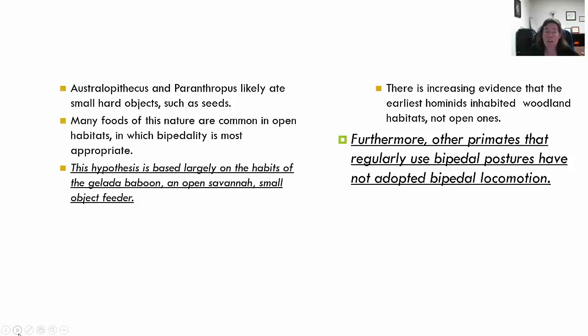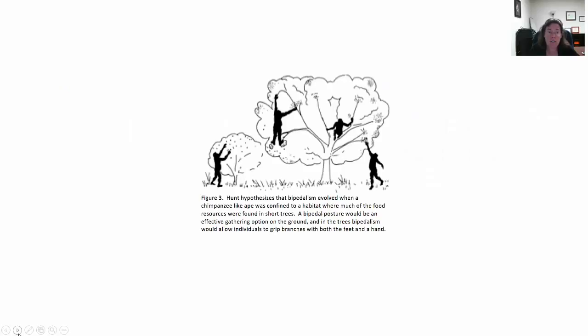Many foods of this nature are common in open habitats in which bipedality is most appropriate. This hypothesis is based largely on the habits of the gelada baboon, an open savanna small object feeder. However, there is increasing evidence that the earliest hominids did not inhabit open areas, but were inhabiting woodland habitats. Furthermore, other primates that regularly use bipedal postures have not adopted bipedal locomotion, and that's probably the biggest source of evidence against this hypothesis.